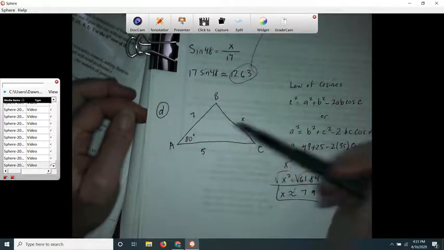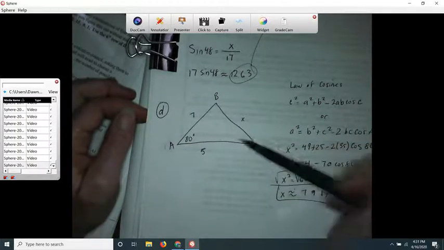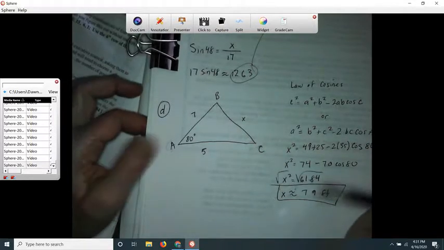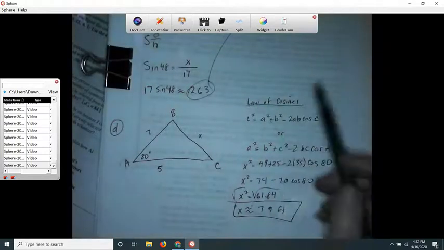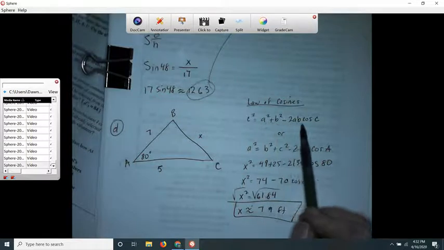And then I was thinking to do law of sines on it, but I didn't have an angle and a side across from it that I could use for law of sines. So then I remembered that I had law of cosines memorized. The one I have memorized is c squared equals a squared plus b squared minus 2ab cosine C.